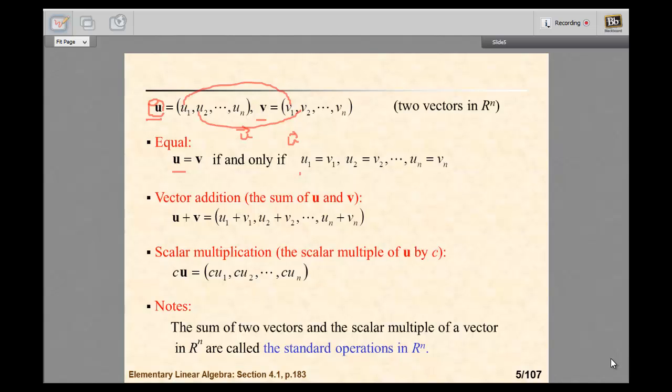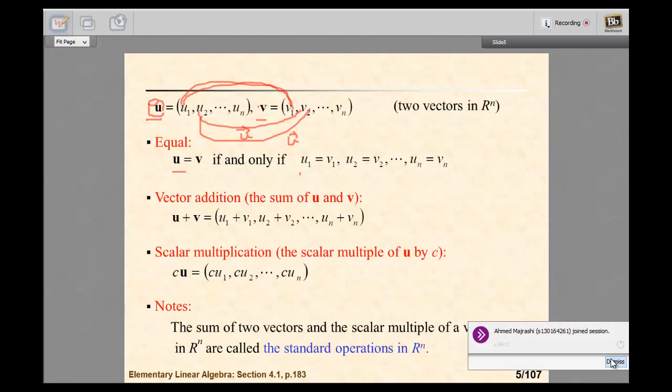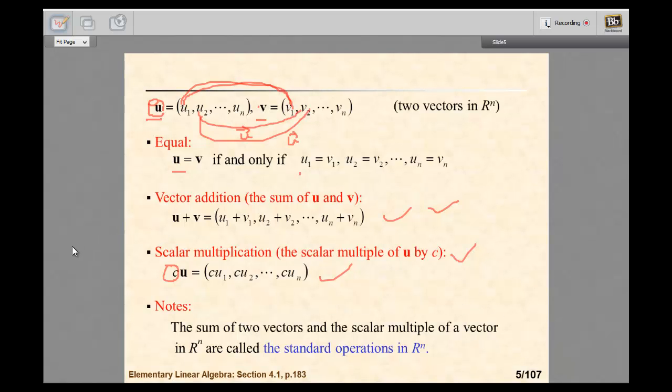Vector addition means that if you are going to add two vectors, you have to add the corresponding elements. Similarly, if you are going to subtract, you have to subtract the corresponding elements, that is u1 minus v1, u2 minus v2, up to un minus vn. These are called vector addition and vector subtraction, and then scalar multiplication. When you multiply a constant, a scalar, with the vector, you multiply each element like this. The sum of two vectors and the scalar multiplication of a vector in Rn are called the standard operations in Rn.